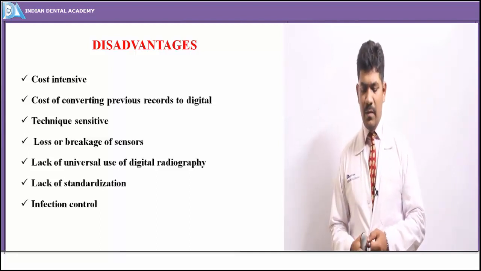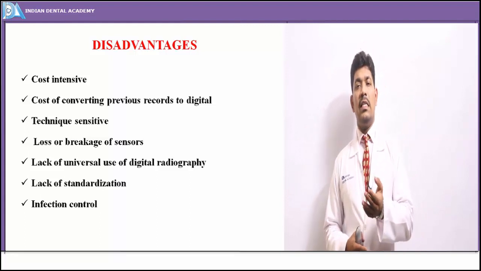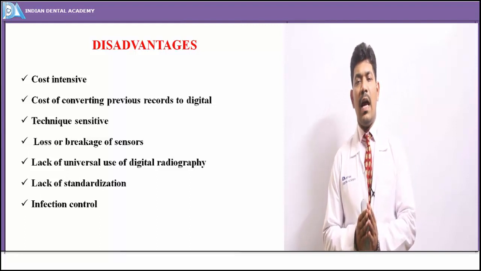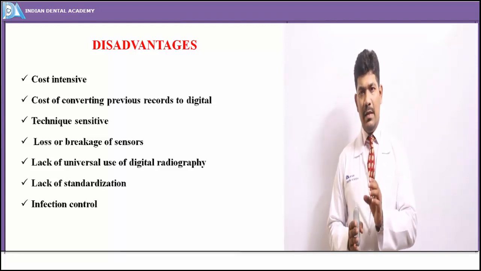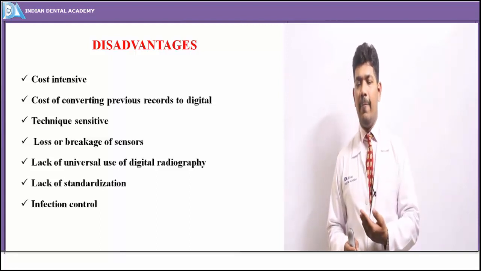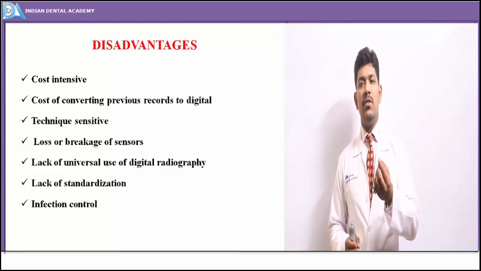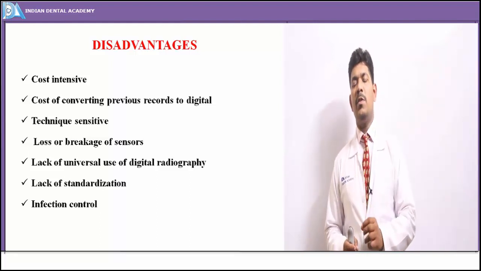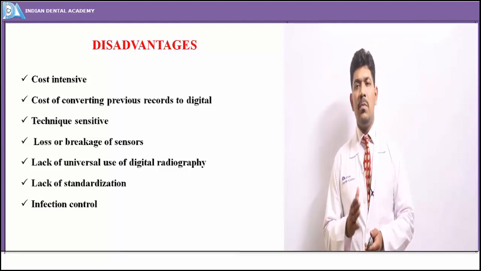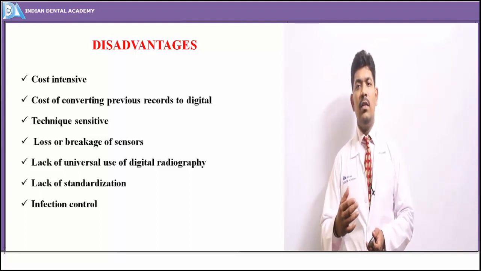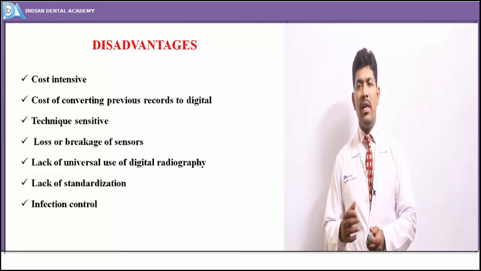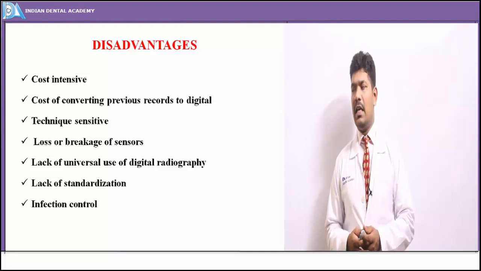Technique sensitive. With the sensors which we use, especially CCD sensors, the actual recording area is much smaller compared to the actual area of the CCD sensor in our hand. This is technique sensitive since we have to exactly locate that specific area of interest within this actual recording area, which comes with experience, and newbies do get a few cone cuts or image losses, or repetition of these images has to take place.